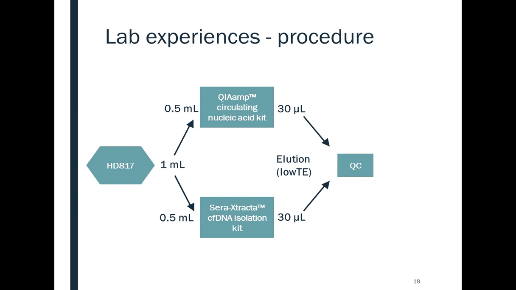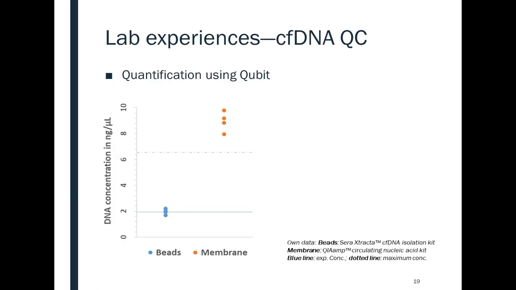After normalization of the input DNA, library preparation including library quality control via qPCR was done, followed by subsequent sequencing on ES5. The preparation of the cell-free DNA was done manually, and the duration of the prep was equal between both kits. The first quality control step was the quantification of the isolated cell-free DNA.